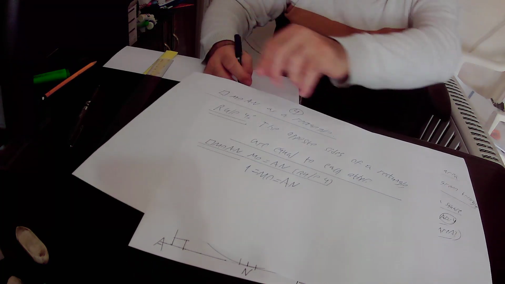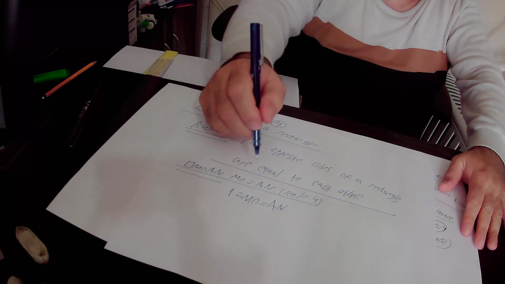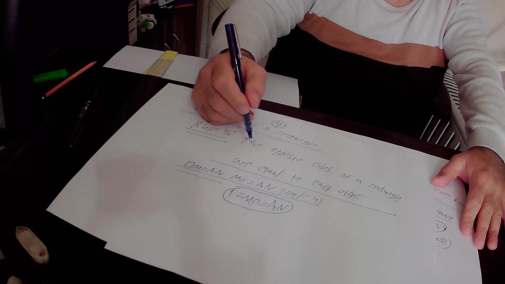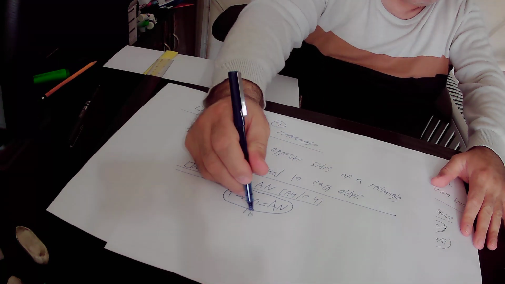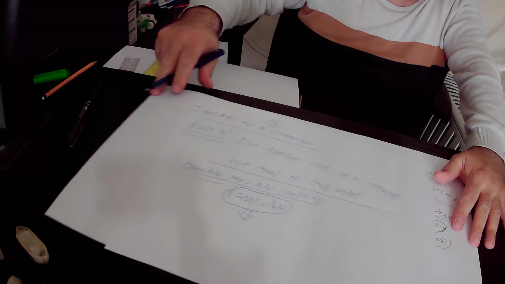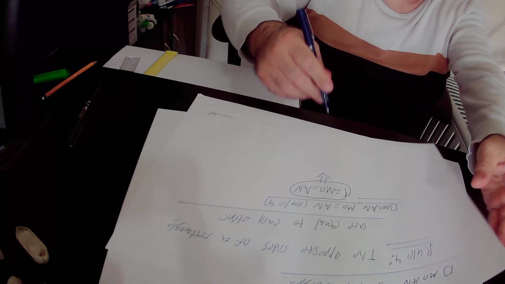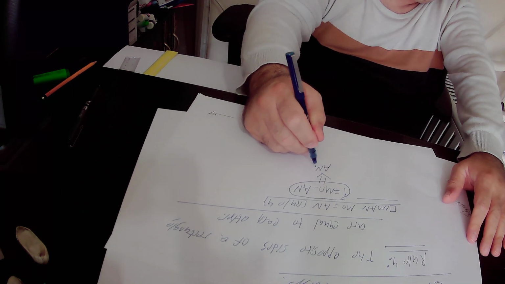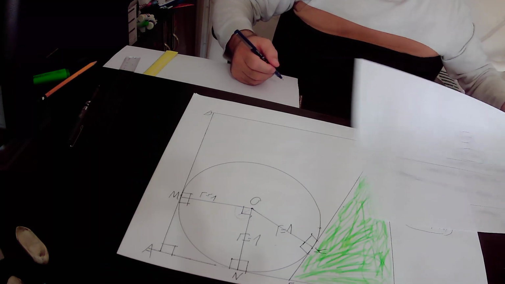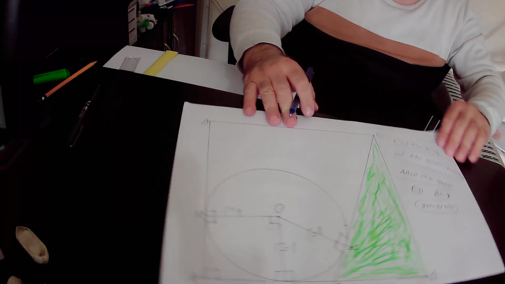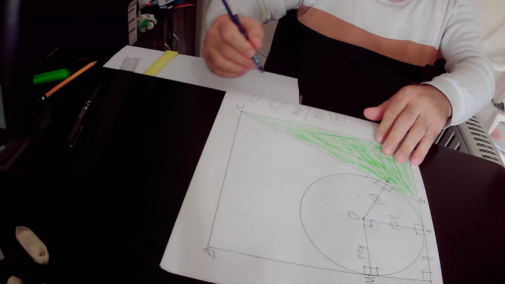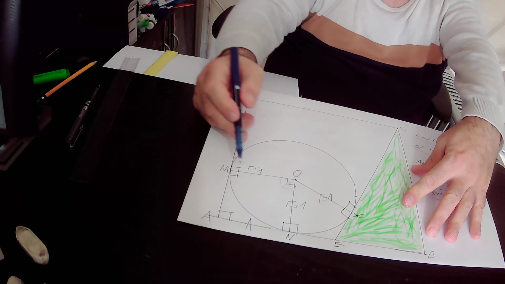Okay? It is given in the question that MO equals 1. So from this equality, we will conclude that AN also equals 1 unit. So we can write here that AN equals 1 unit.